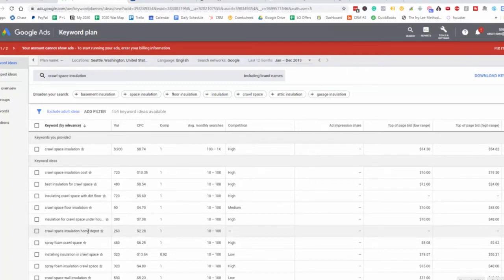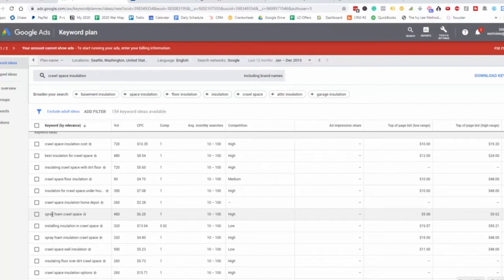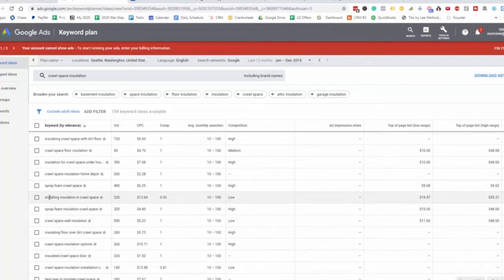And so for people that are typing in crawl space insulation and then like Home Depot or Lowe's, you want to stay away from those keywords, because those are do-it-yourself type of folks where they're looking to do things on their own essentially. Spray foam, crawl space. This person's obviously just looking for the spray foam. They're not necessarily looking for a vendor there.